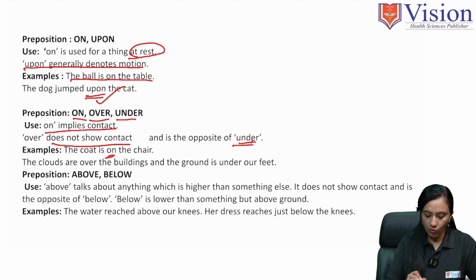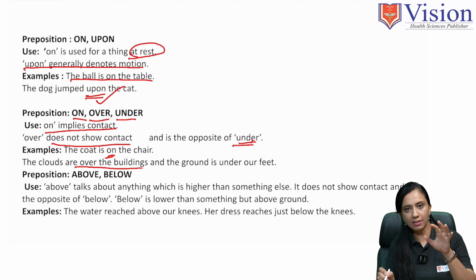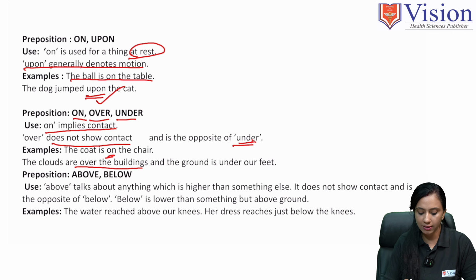And if we see over, the clouds are over the building. Now they are also on the top of that, but there is no contact. So that is why the clouds are over the building, and the ground is under our feet. That means it is the opposite of over.